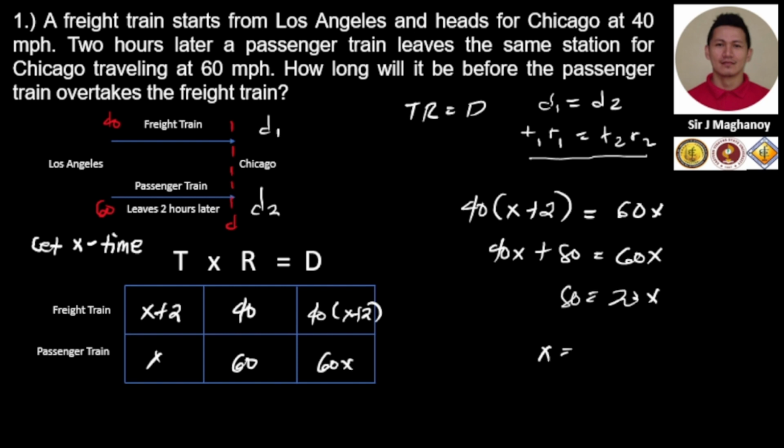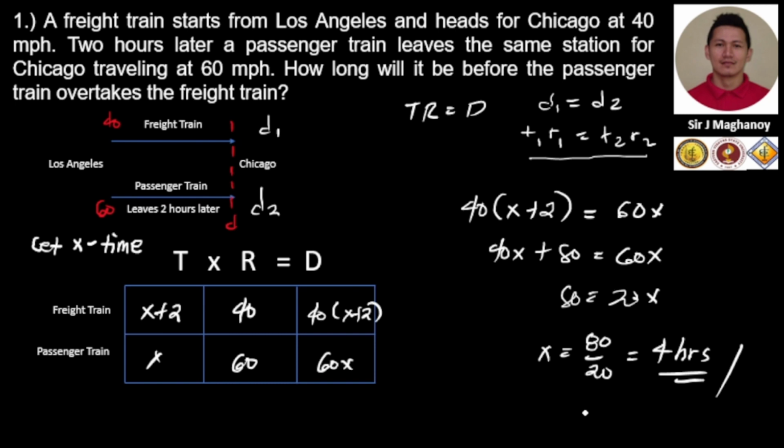Now our x is equal to 80 over 20. Therefore, that is 4. What is our unit? Hours. So that is 4 hours. x is the time, 4 hours. How long will it be? It will take 4 hours for the passenger train to overtake our freight train. Okay.